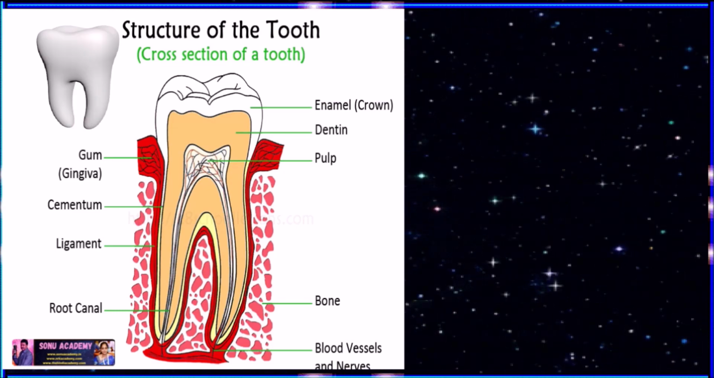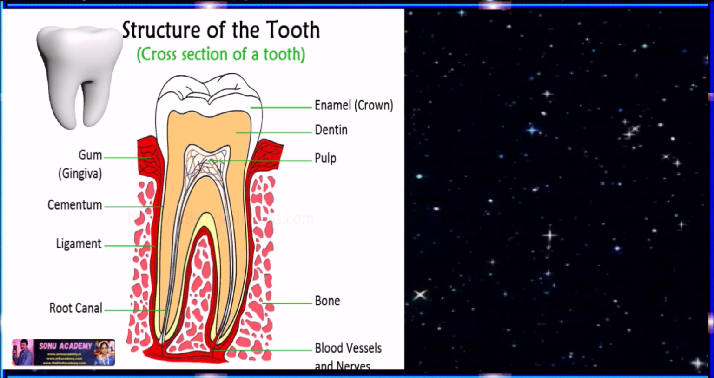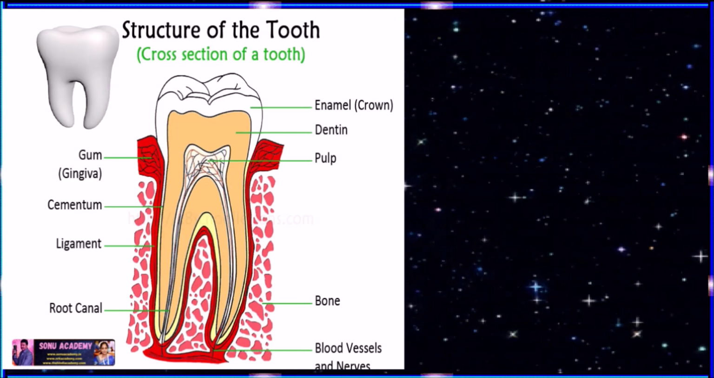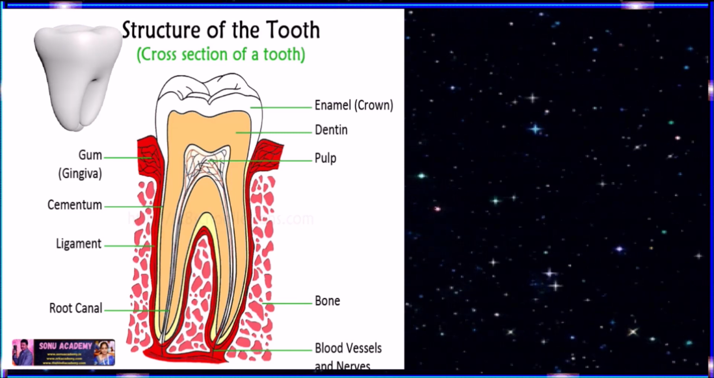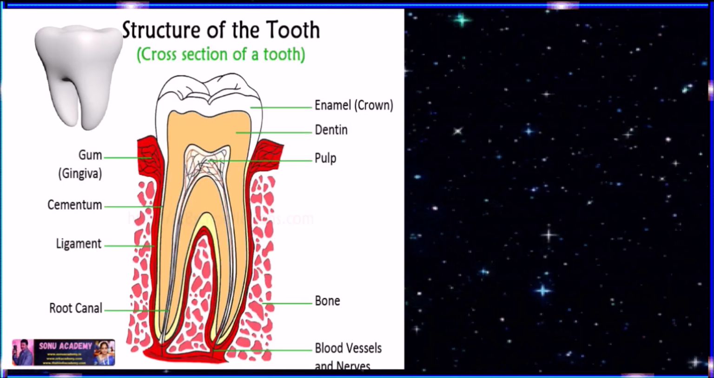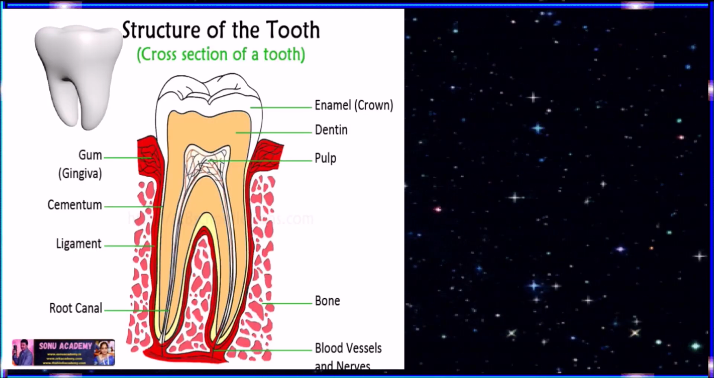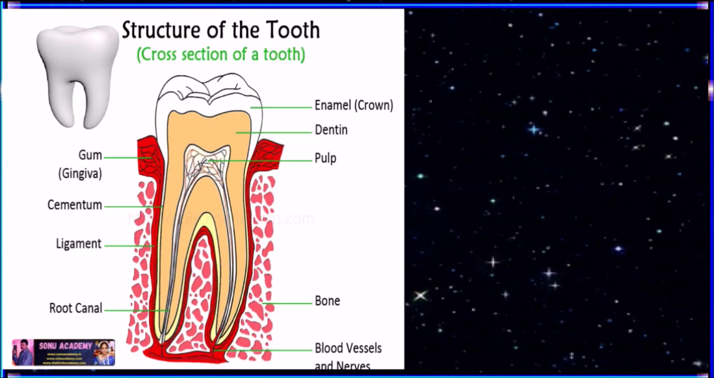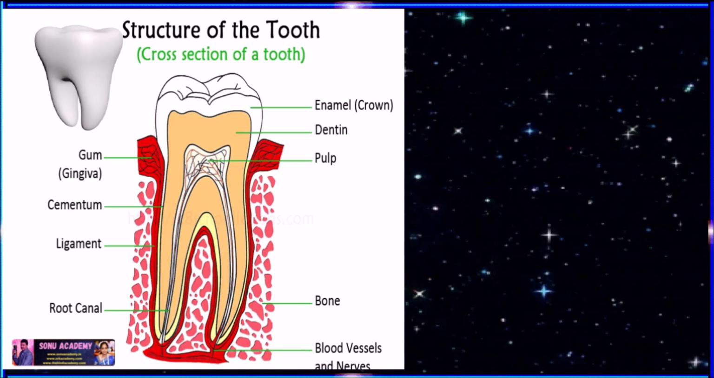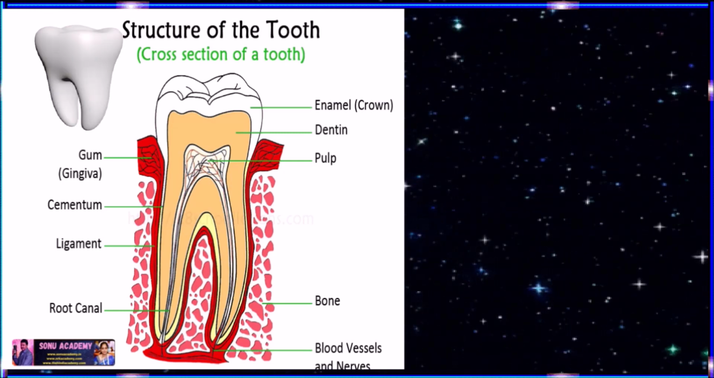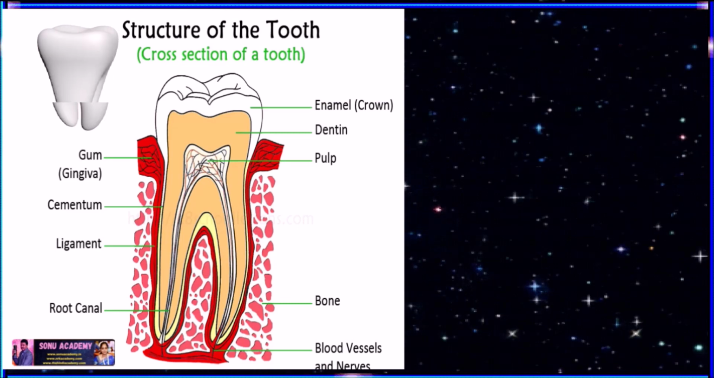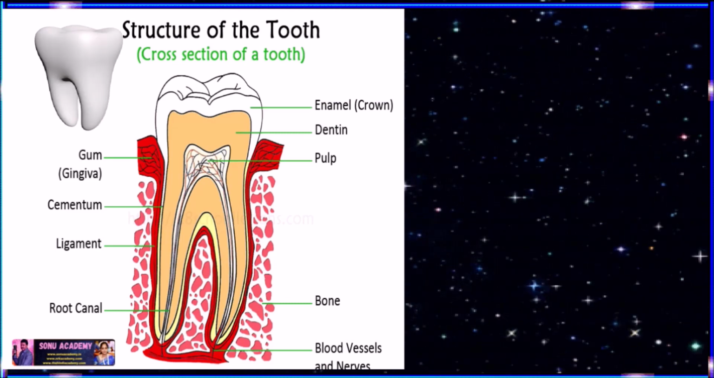There is a pulp cavity inside the dentine. It is a jelly-like substance and carries the nerve fibers, blood vessels and sensory cells. The nerve supply to the upper teeth is by the branches of the maxillary nerve and to the lower teeth by the branches of the mandibular nerve. These both are branches of the fifth cranial nerve, called the trigeminal nerve.